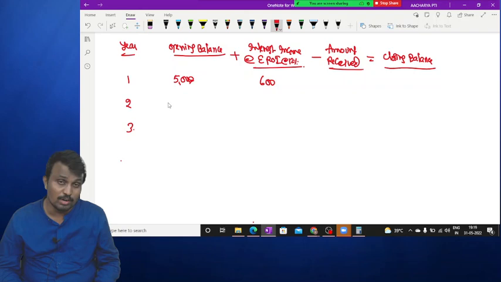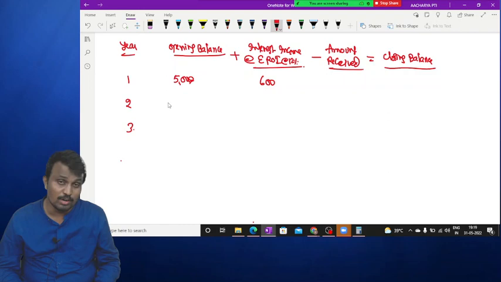So 5,212. Then for the third year, 5,212 plus, what is the effective rate of interest? 12%. 5,212 into 12% is 625.44. Just 625. Okay, 625. And so here the total amount to be received, correct? Because after completion of the 3 years, the closing balance is equal to what? 0.